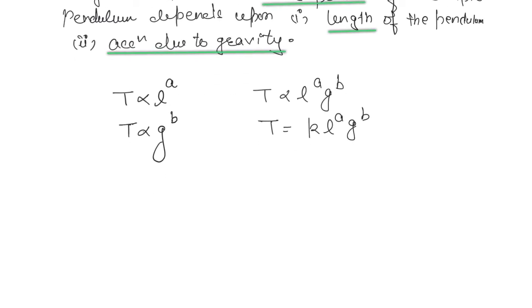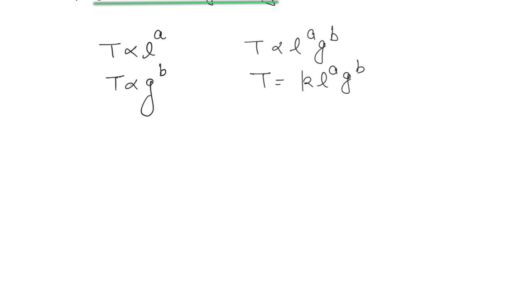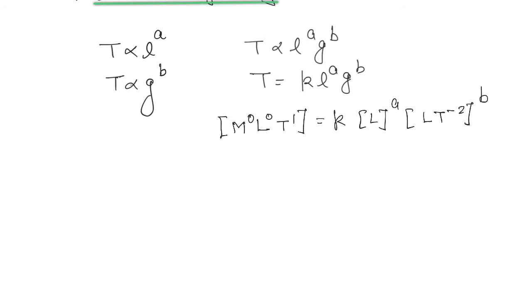Okay, now very simple, what is the time period dimensional formula? M0 L0 T1, time period is time. Okay, what is length? L. What is acceleration due to gravity? LT minus 2, that is acceleration. So we can say M0 L0 T1, K.